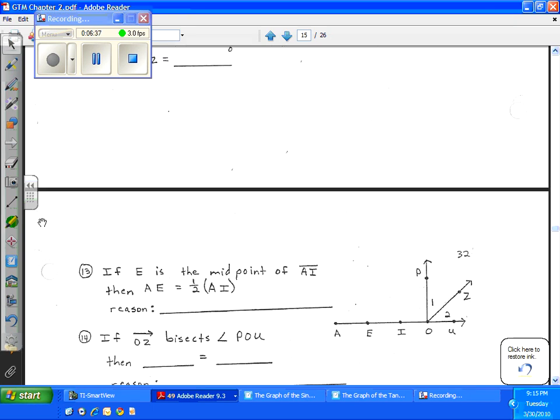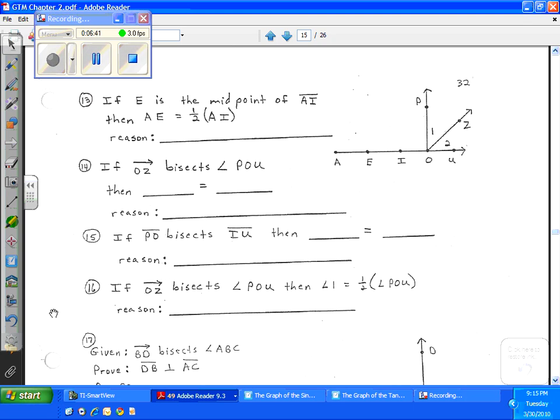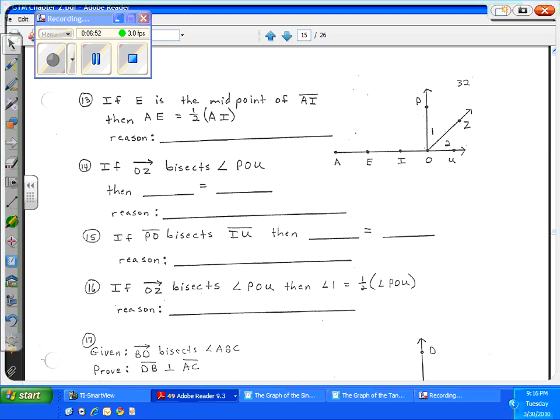And we're going to let you dig around on most of the rest of those because you just need the practice. Okay? So we'll go to the next page, take a little peek at some of that stuff. Let's just look at number 14. It says ray OZ bisects angle POU.